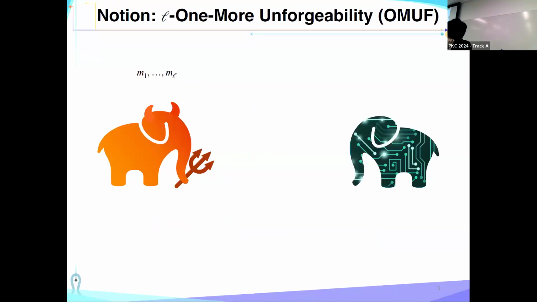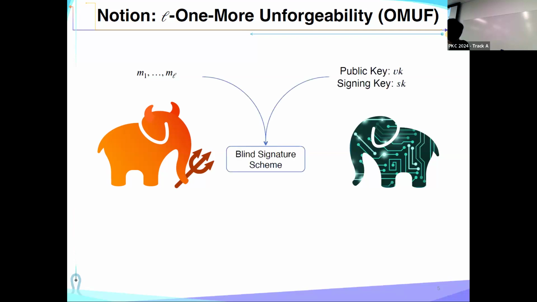And then the other notion is called L+1 more unforgeability. Now the user is malicious. The malicious user chooses messages, and he can choose these messages, of course, adaptively, and he can do concurrent signing sessions together with the signer. And then after the interactions, if the user can obtain L+1 signatures, then we say the user breaks the L+1 more unforgeability.